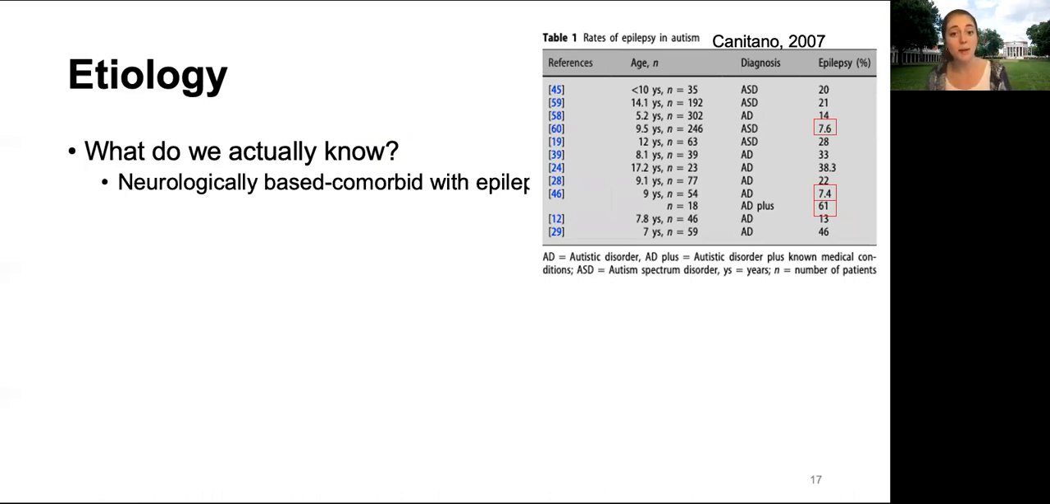Estimates range from about 7 to 61%, which would suggest that there is something neurologically happening that is associated with both epilepsy and autism. But importantly, it's not a one-to-one thing. So just because you have a diagnosis of autism doesn't mean that you also have a diagnosis of epilepsy, or vice versa. So they're separate, but they seem to have some kind of neurological link. You see a similar story with genetics.